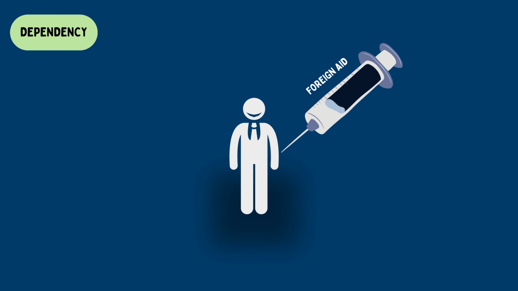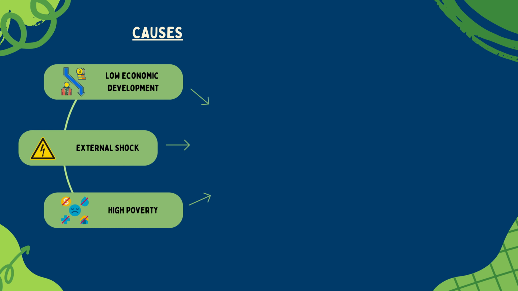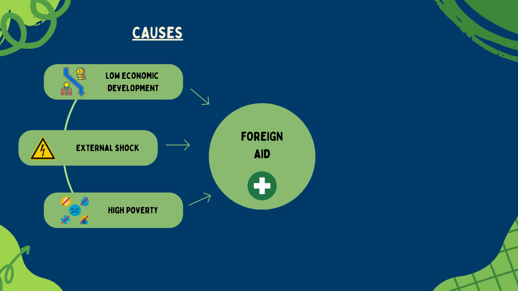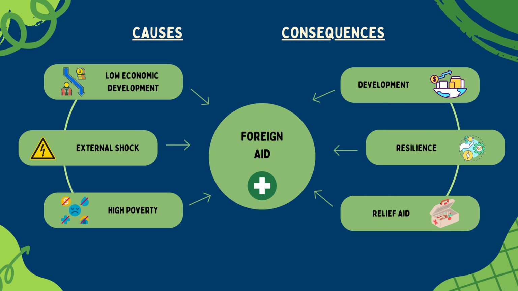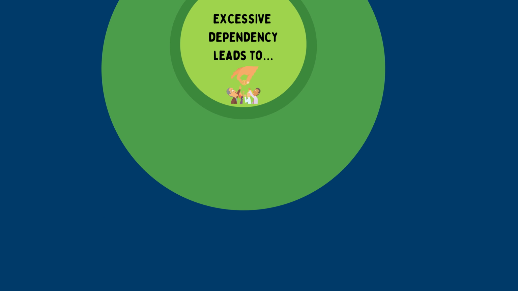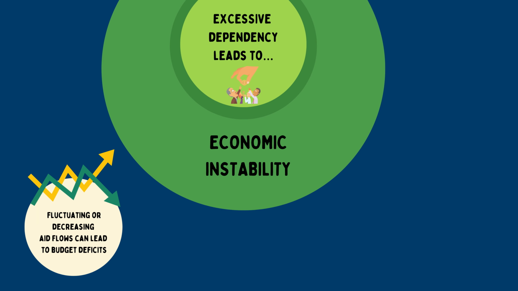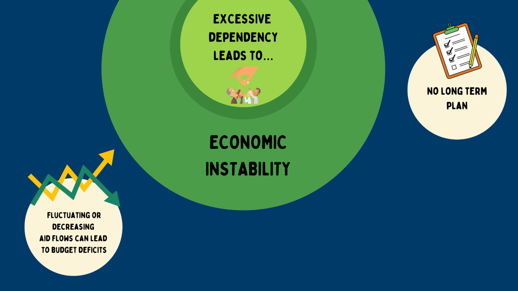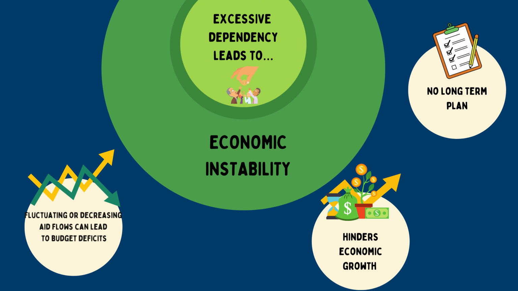Due to the low levels of economic development, the high rates of poverty, and the susceptibility to external shocks, LDCs are heavily reliant on foreign aid, which helps LDCs handle the development issues and increase resilience by providing essential financial resources and relief during emergencies. Excessive dependence on financial aid can lead to economic instability for LDCs. Fluctuating or decreasing aid flows can lead to budget deficits and fiscal imbalances. Countries will not be able to plan for the long term, which will hamper sustainable economic growth.